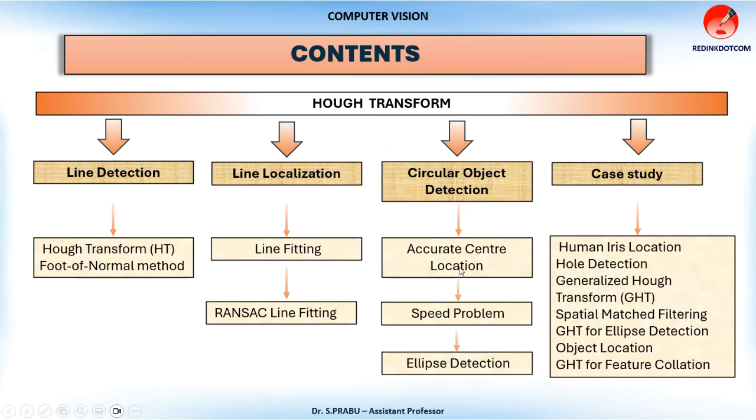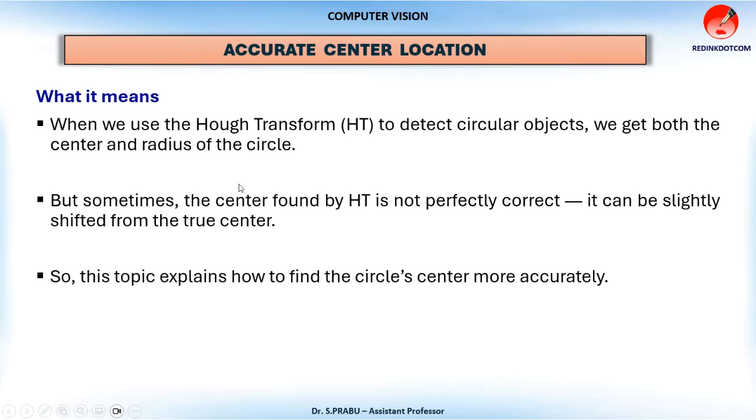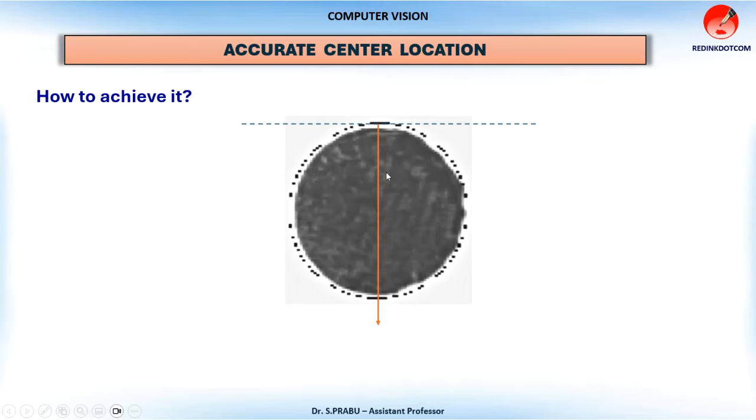Let's move to the next topic called accurate center location. So in the circular detection, we are mainly identifying the center of the circle. In real-time images, it is very difficult to identify the center of the circle. So we have to add some extra mechanism to find the accurate center location. And this is one of the methods.